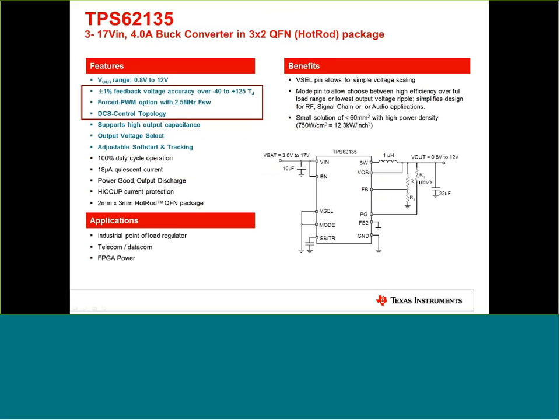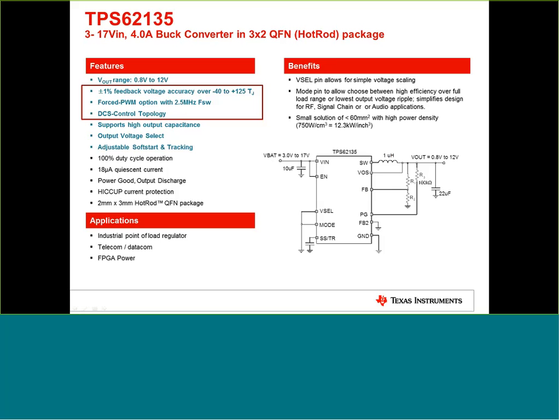If you have a look at the feature list, I highlighted the main features which are important for FPGAs. We have a huge Vout range, and here in the red circle are really the main things. We have a ±1% feedback voltage accuracy over the entire junction temperature range from -40 to 125 C. This is really important to get the good DC accuracy we saw before.